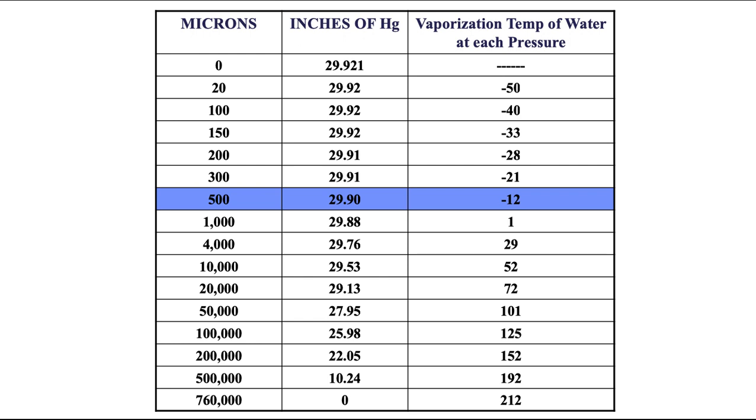This chart is used to show the relationship of pressure in microns, inches of mercury, and vaporization temperatures for water. At 500 microns, which is the highlighted lines, water will vaporize at any temperature above negative 12 degrees. So again, what we're trying to do is put it into a significant vacuum and lower the pressure, and therefore lower the boiling point of the water. So we lower that pressure enough, we put it in a high enough vacuum, we now are going to boil water at negative 12 degrees.